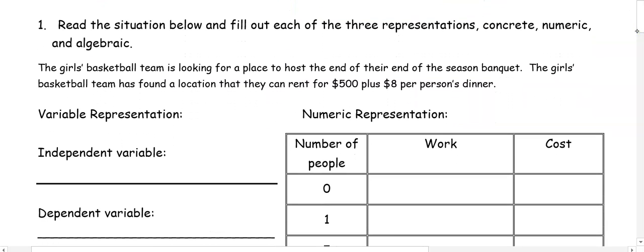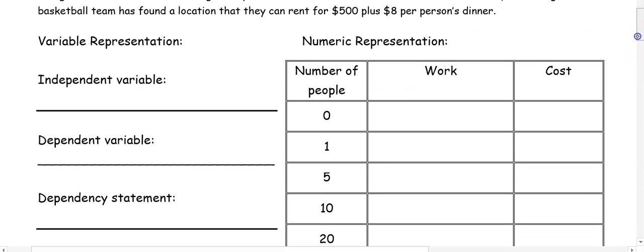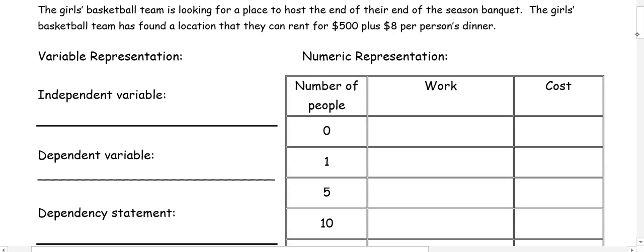Read the situation below and fill out the three representations: concrete, numeric, and algebraic. So when we look at this, we have the girls basketball team is looking for a place to host the end of the year season banquet. The girls basketball team has found a location they can rent for $500 plus $8 per person's dinner.